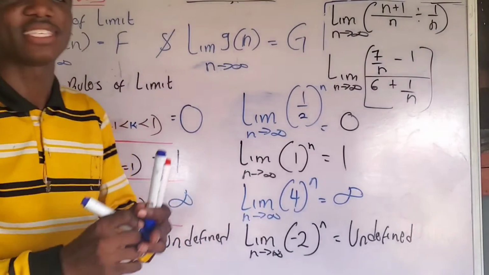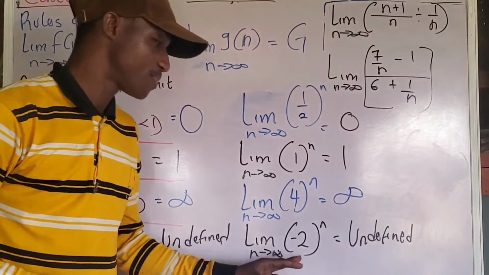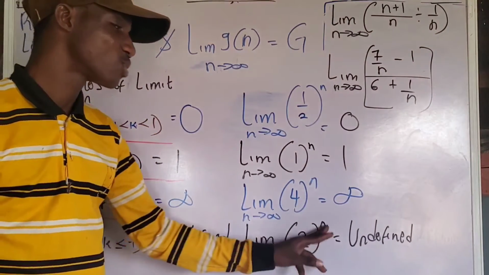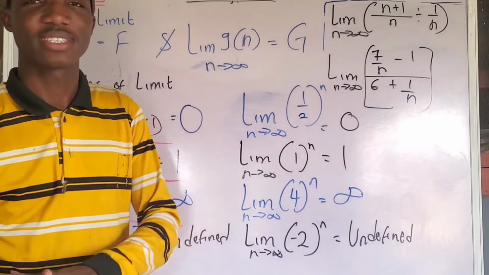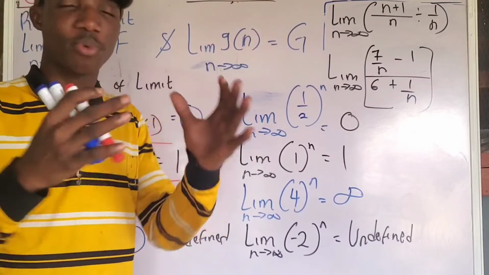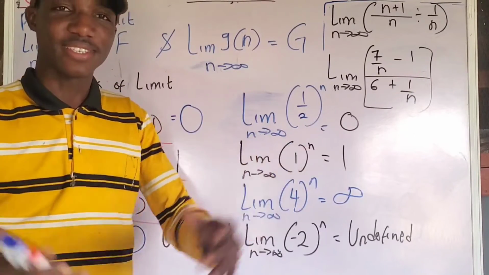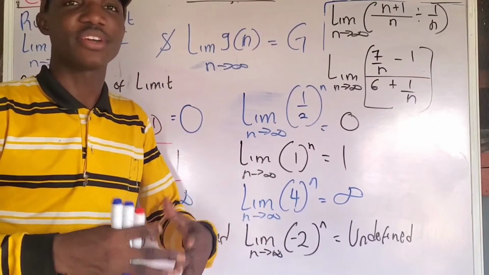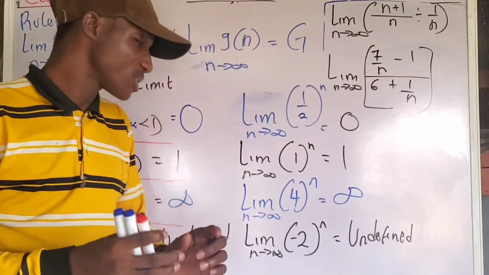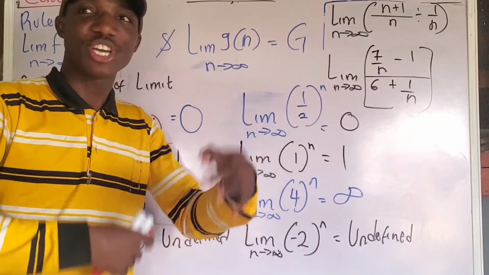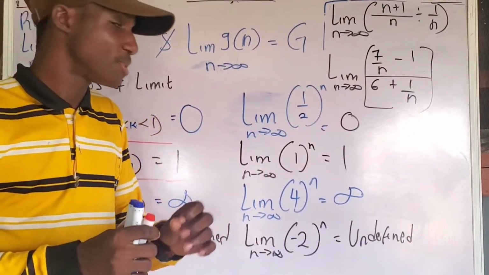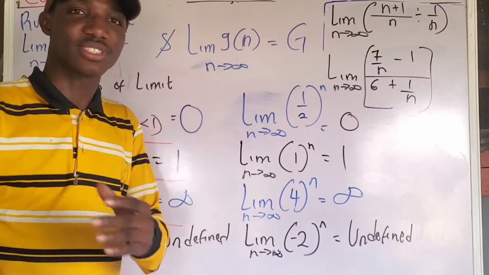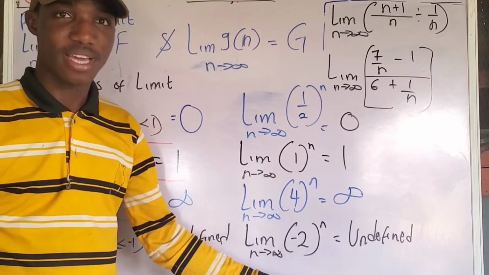The reason why it is undefined is because, see, let's assume that n is 2, and you substitute 2 here, you're going to have -2 times -2, and that is what? +4. Now, let's assume that n is 3. You're going to discover that the magnitude of the function will also increase, right? Yes, it will. But the sign will change, you understand? So that means that as n increases in value, the function changes in sign. That means that it is undefined, okay?